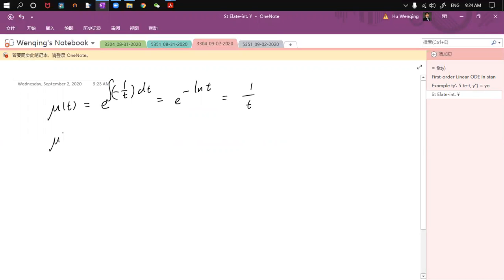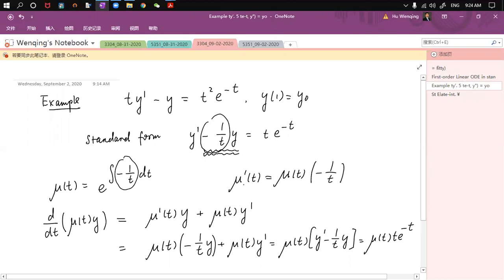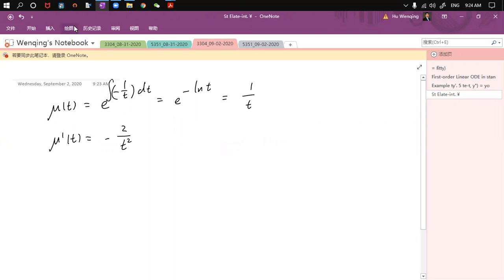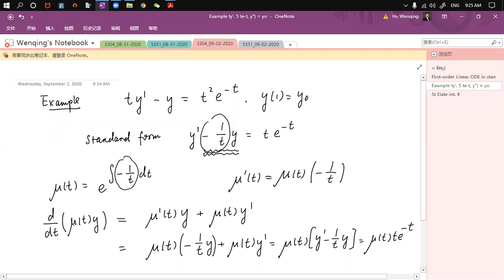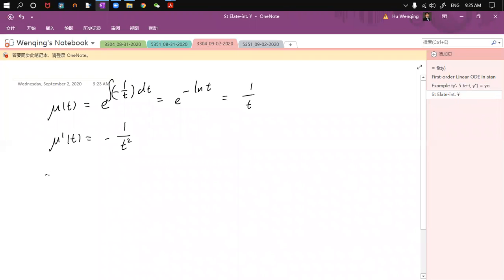So you can see easily that mu prime of t is minus 1 over t squared. And this follows the general principle: mu prime of t is mu of t multiplied by the coefficient. So you just multiply everything, and you see that this here is 1 over t squared. Our general principle says that you want to multiply mu of t with y. So that means d by dt of y over t.